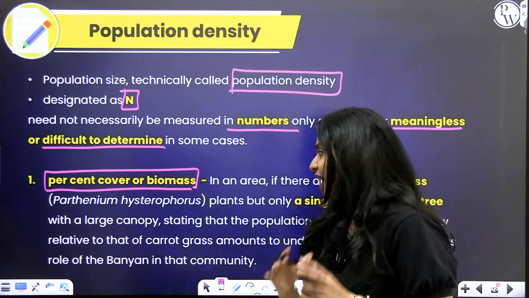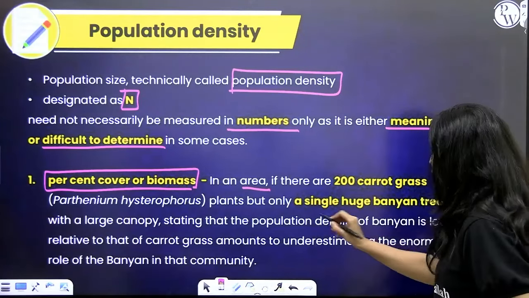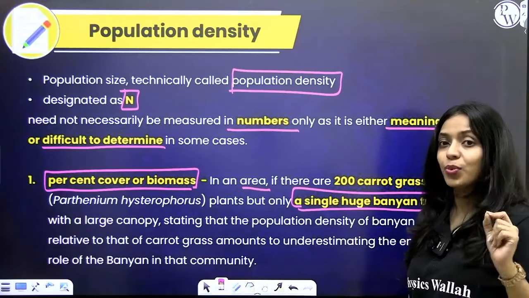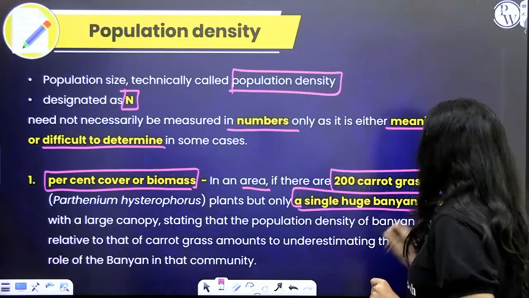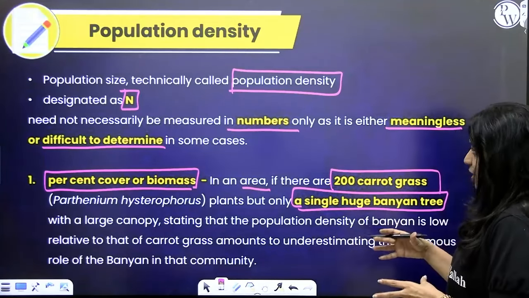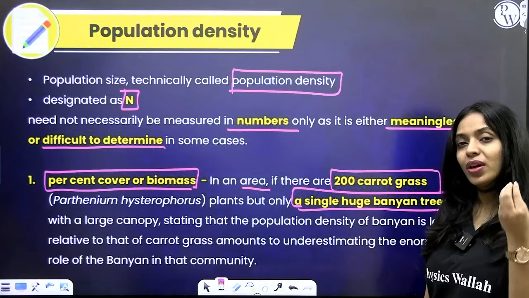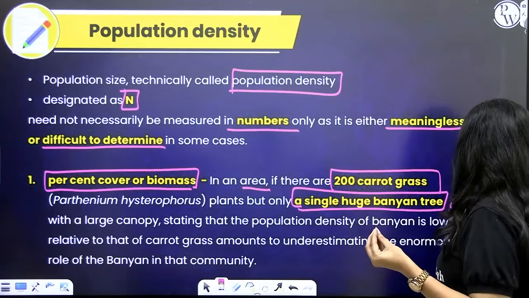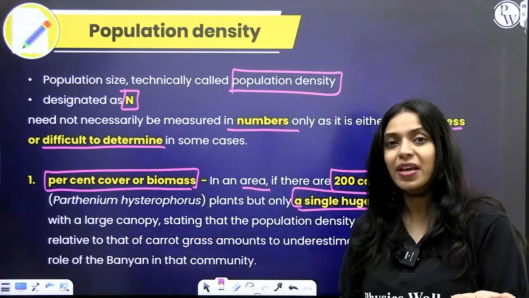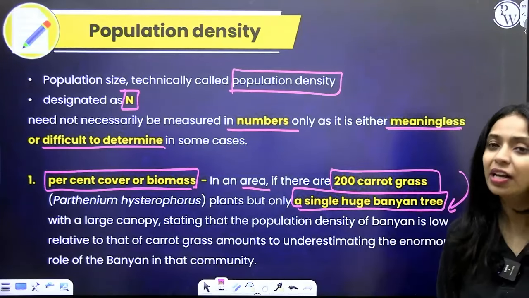Here is an example. There is an area. In this area, there is one large banyan tree. One large banyan tree is present, its number is one. Within the same area, you have about 200 carrot grass plants. Carrot grass is your Parthenium plant. Now, if in this case we are trying to measure the number for population density, we would be underestimating the banyan tree. The banyan tree has huge contributions to make to that particular ecosystem. But just by saying that there's only one of it and 200 of carrot grass, we are kind of undermining the role that it's playing in that ecosystem.